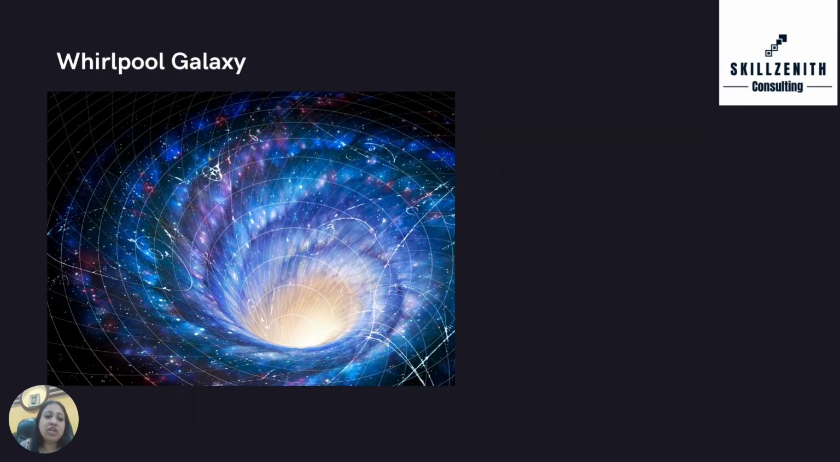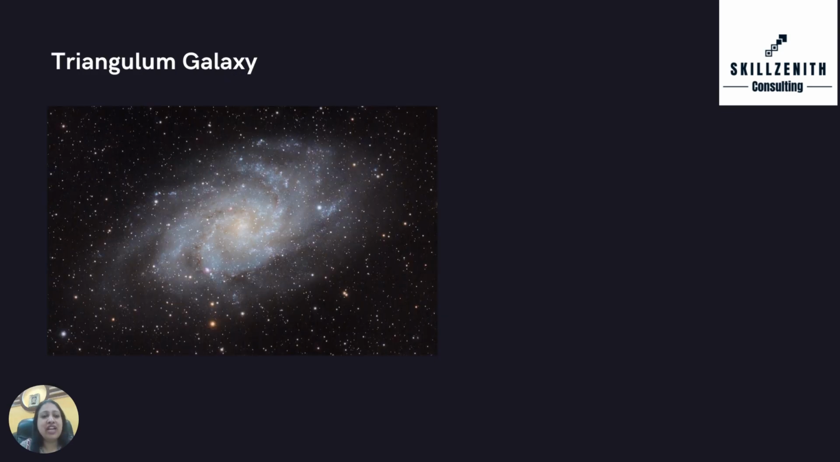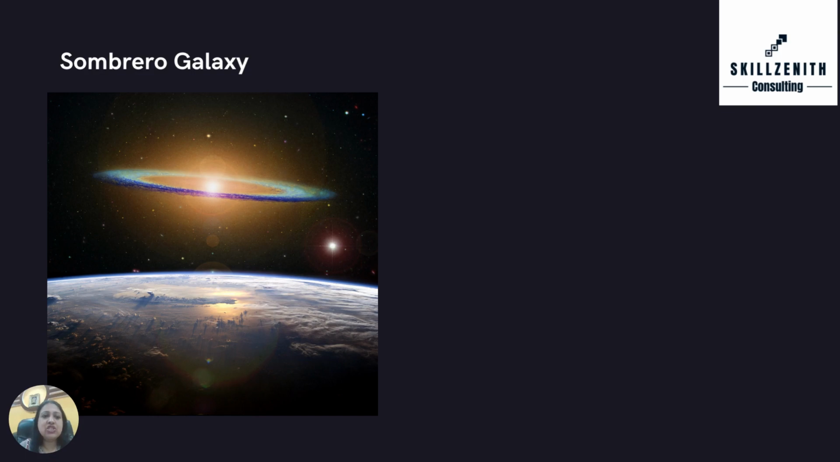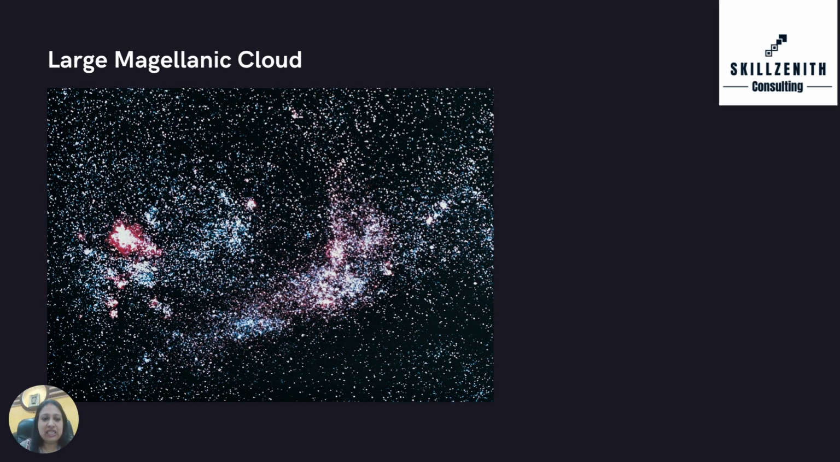And then you have Whirlpool Galaxy. As I told you earlier, most of the names are derived from their appearance, because it looks like a whirlpool. It has been named Whirlpool Galaxy. And then you have Triangulum Galaxy. This is a Sombrero galaxy. Sombrero means a kind of hat, because it looks like a hat. It is known as Sombrero galaxy.